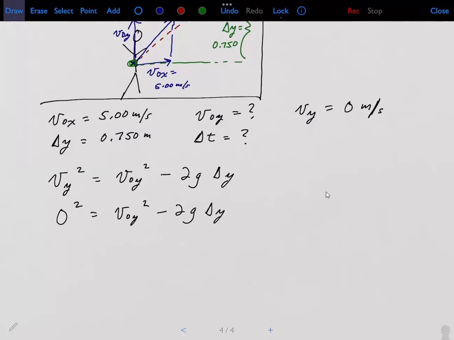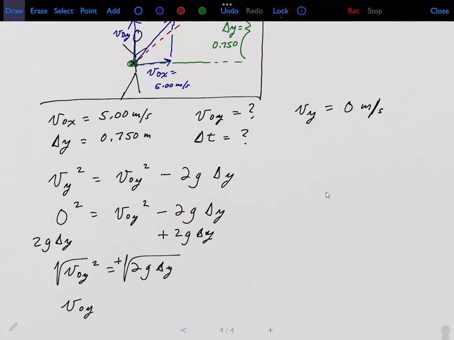Then I can bring this term right to the other side. I can add 2g delta y to both sides. So I have v naught y squared is equal to 2g delta y. And finally, I can take the square root of both sides. And we know since he's jumping up, moving up, we want the positive root. So v naught y will be the positive square root of 2g delta y.